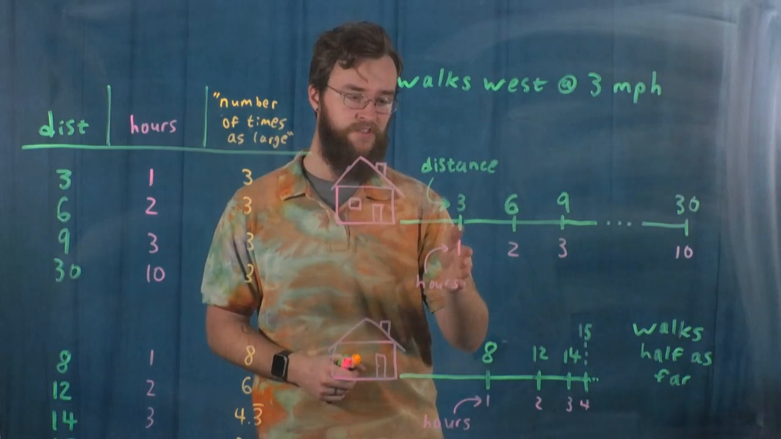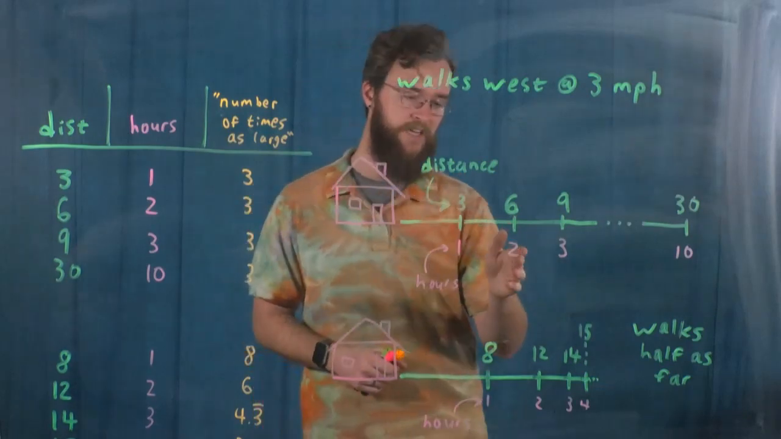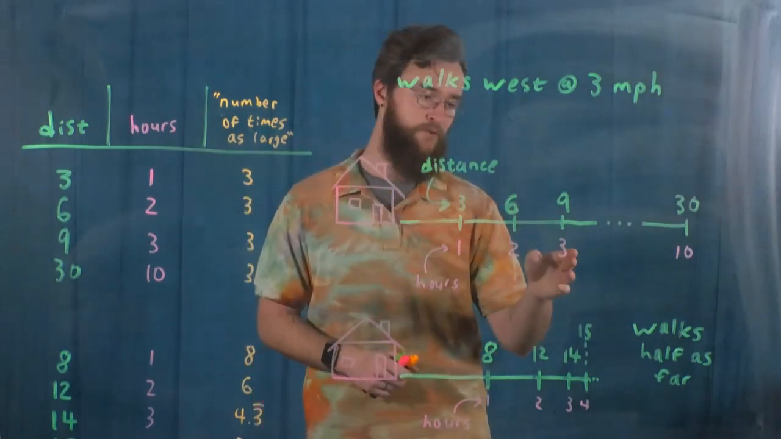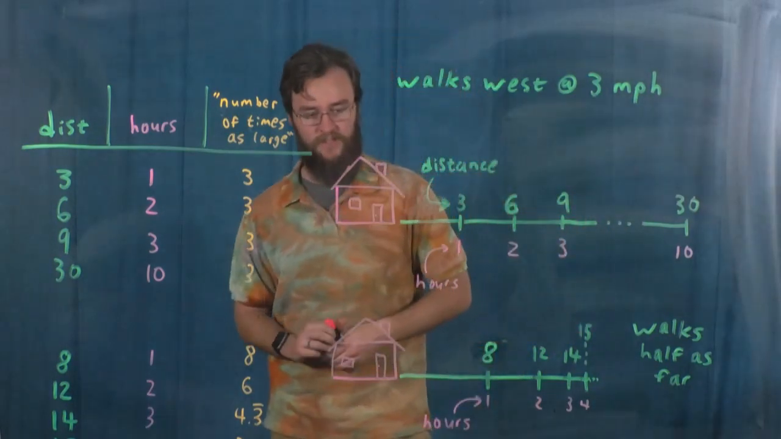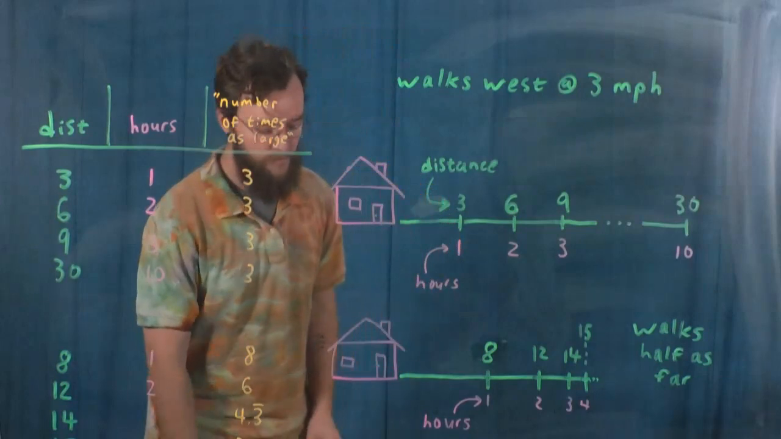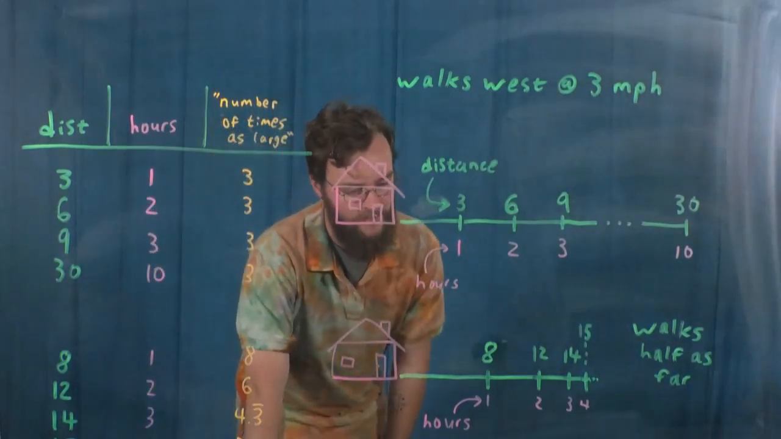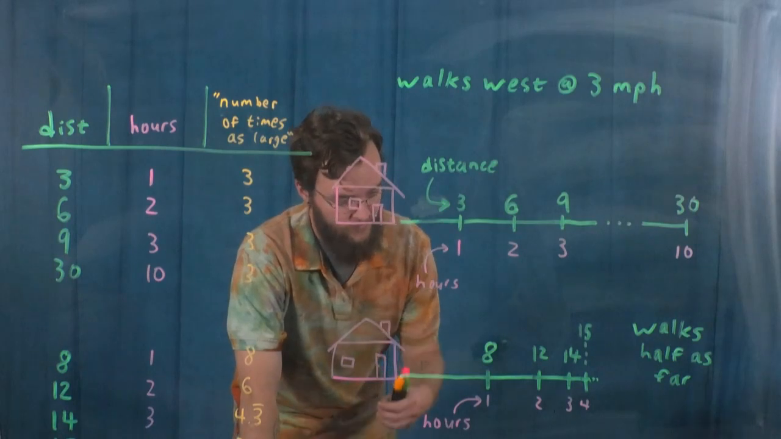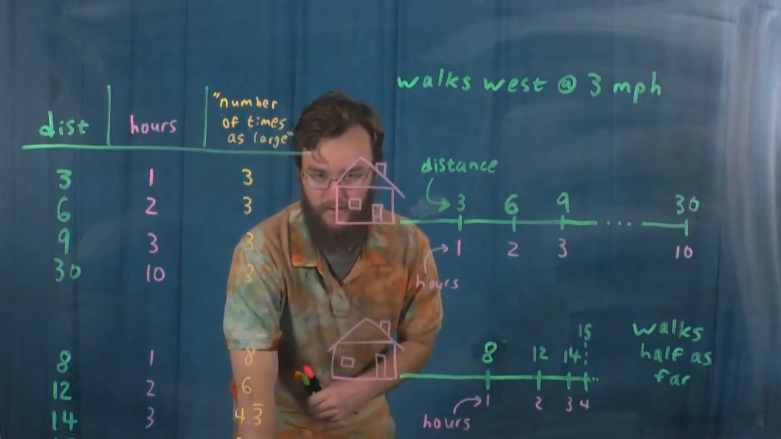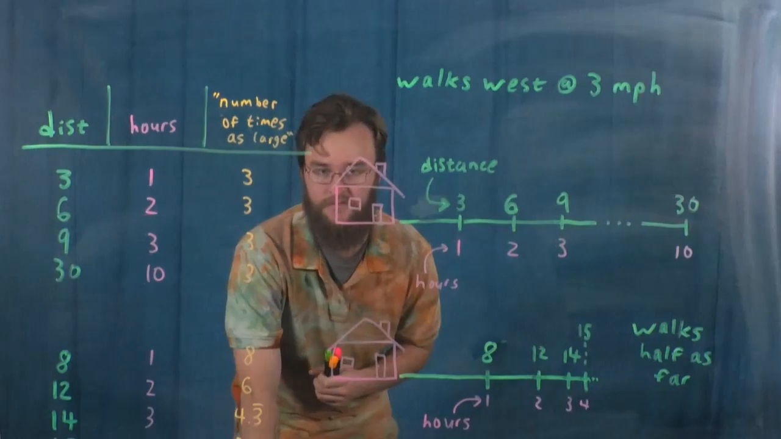So after the first hour, they've traveled 3 miles. After the second hour, they've traveled 6. After 3 hours, they've traveled 9 miles. You get the idea. But then another situation where maybe that same person the next day, they're feeling sluggish, and so they start out fast, but every hour they only travel half as far.